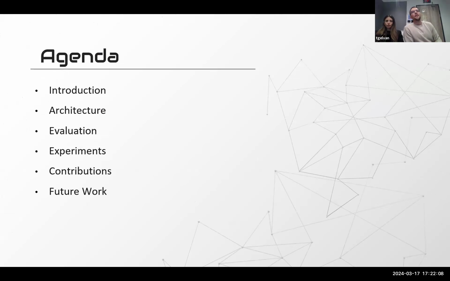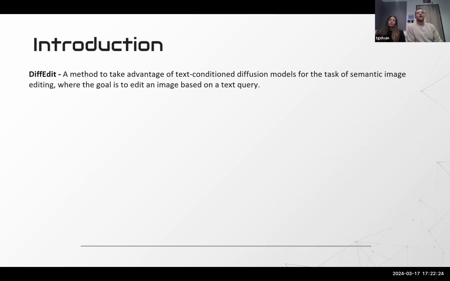Okay, so the agenda for today is to show you some introduction, then we'll go through the architecture, we'll see some evaluation tests, some experiments, the contributions of this model, and then we will see some future work. Let's start with some introduction. So DiffEdit is a method to take advantage of text conditional diffusion models for the task of semantic image editing, and we would like to edit the image based on the text query.